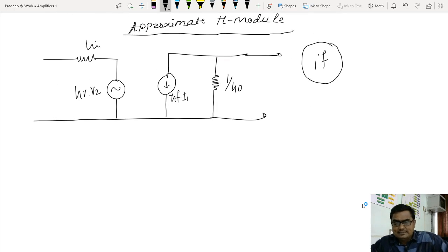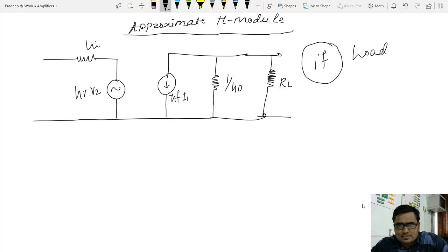Now see, if the value of load that I have connected, for example, if this is the hybrid model and I have connected one load resistor RL, and if this RL is very much less than the value of output impedance, if the value of load resistor that I have connected is very much less than the output impedance, that is 1 divided by HO. It is the output impedance of the hybrid model, 1 divided by HO.